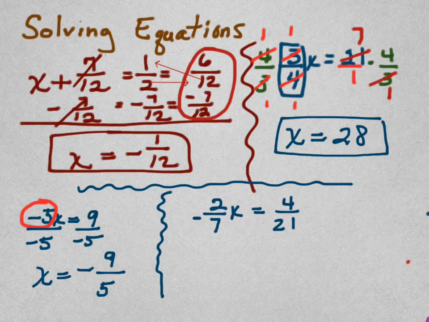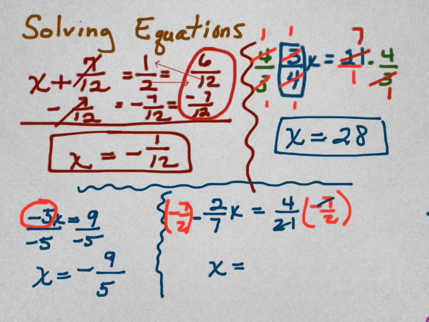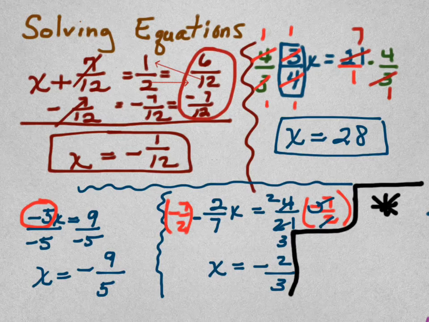Okay, the next one is negative 2/7 x equals 4/21. Once again, the x has been multiplied by negative 2/7, so I'm going to multiply by the reciprocal, which is negative 7/2, on both sides. The negative 7/2 and the negative 2/7 cancel out to 1, so I have x equals... I cancel my 2 and 4 and my 7 and my 21, I have x equals negative 2/3. I want you to remember something and write this down.